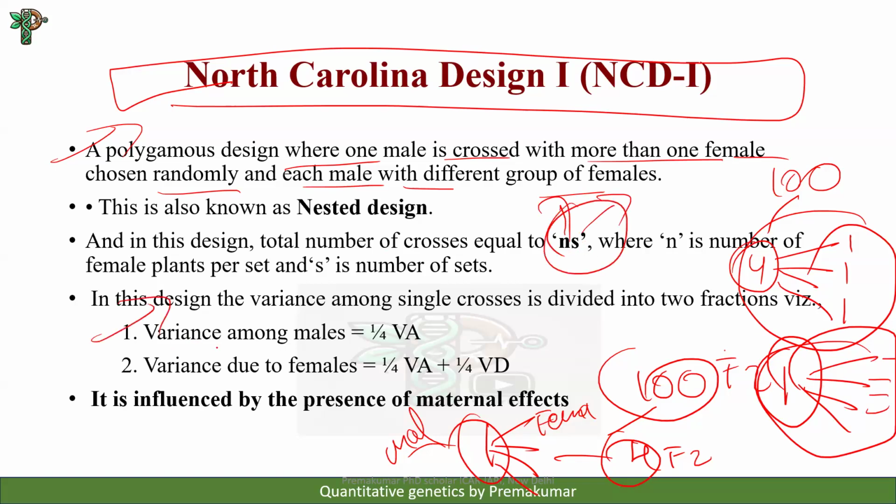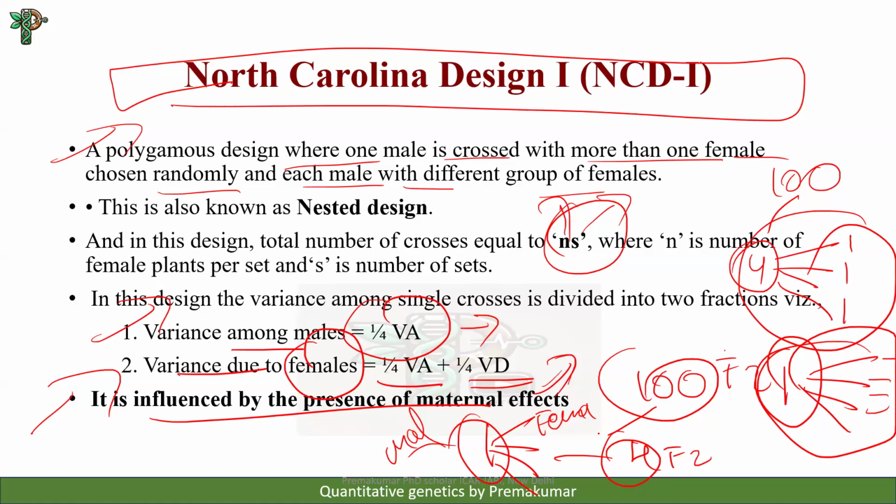Here the variance due to males is 1 by 4th of additive variance, and the variance due to females is 1 by 4th of additive variance plus 1 by 4th of dominance variance. It is influenced by the presence of maternal effect. We have discussed in detail what maternal effect is and the genetic phenomenon of maternal effect. Please watch my recording on maternal effect. Okay. Then if there is a maternal effect, then definitely we are regarding some set of individuals as female. If there is a maternal effect, what will happen?